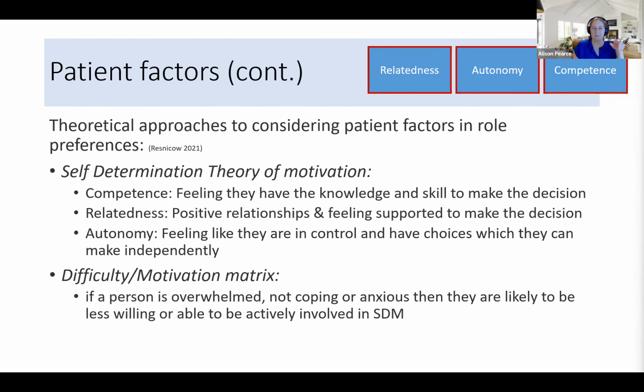The other thing, which is perhaps a bit different to some of the other ways of thinking about patient factors, is to take more of a theoretical approach. And I really liked this paper from Ken Resnicow and colleagues in the US, which came out last year, which used self-determination theory to look at motivation and people's preferences for shared care. This is a theory that suggests people need to feel competent and supported and autonomous in order to make choices that will really reflect their needs and their preferences and their values.